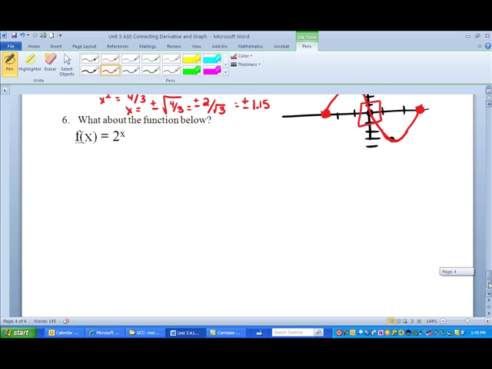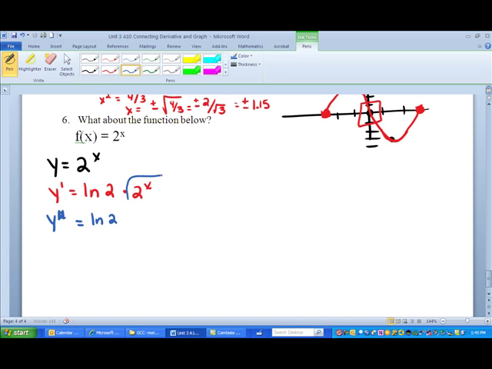Now let's take a look at number 6, the function f of x equals 2 to the x. That is an exponential function, so it looks quite a bit different than other graphs that we see. Let's take the first derivative. The first derivative of an exponential is the ln of the base times the original function. And the second derivative equals, the ln of 2 is simply a coefficient, so we're going to just write that.